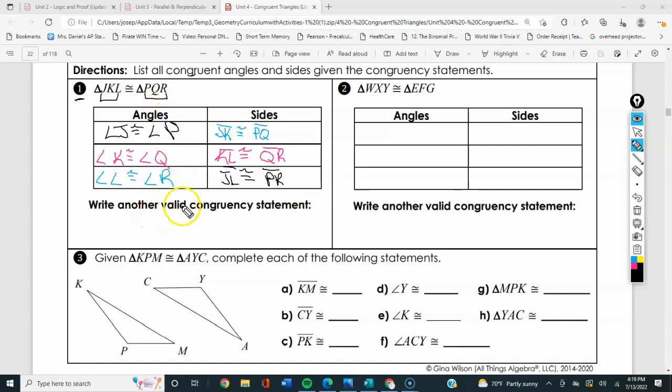Now, is there another way I could have written this statement up here? Well, yeah, let's change the order of the first one. Let's make it KLJ. That's going to be congruent. Well, K went with Q. L went with R. And J went with P. Now, are there other options? Yeah, there's tons of them.